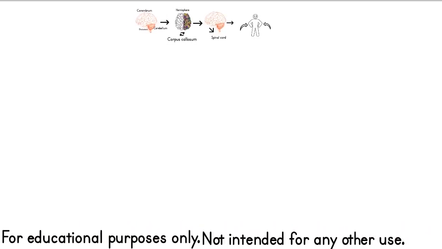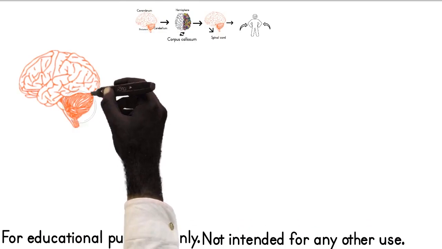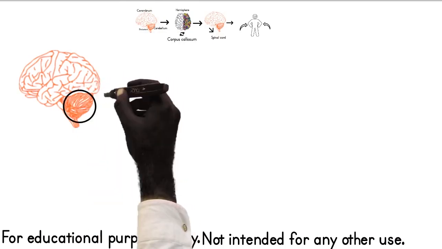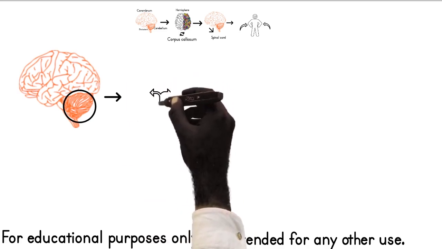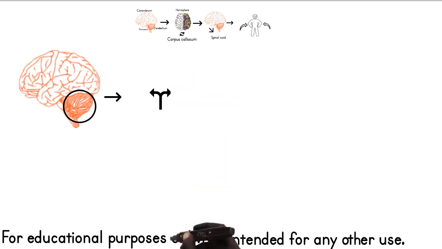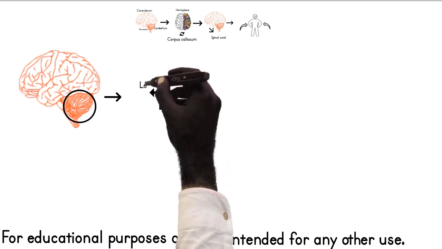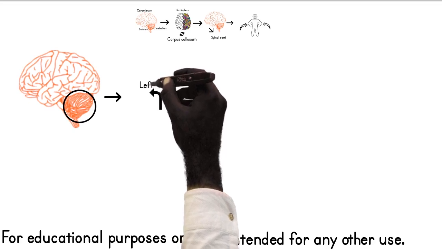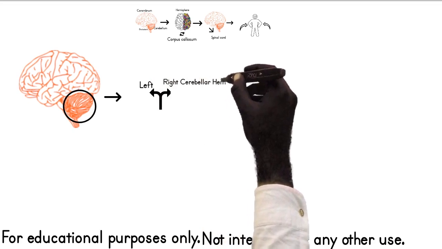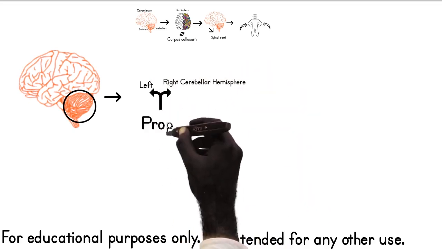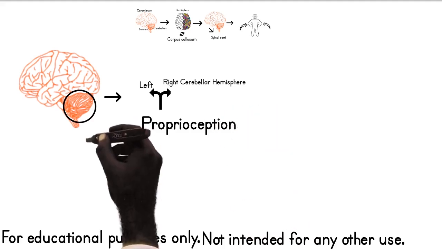If we move down to the cerebellum, we will see that the cerebellum is divided into two halves, that is the left and the right cerebellar hemisphere. The cerebellum is responsible for functions that include proprioception, which essentially is allowing the person to have constant information about where they are in the world.